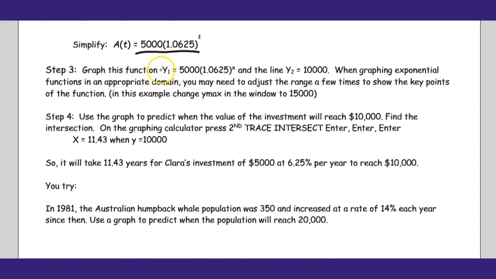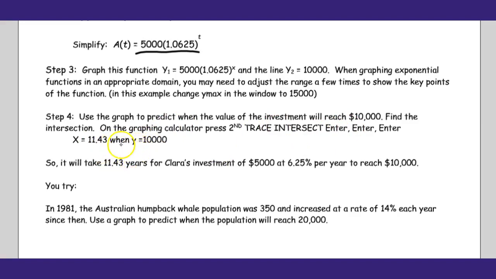You graph function y1, the function that we made, and then in line 2, we're going to put 10,000. Then you graph it, and with the appropriate domain, you may need to adjust the window range. I'm going to show you how to do that in a second. It says use the graph to predict when the value of the investment will be 10,000. Find the intersection. On the graph, press second, trace, intersect, enter, and you will get your value.